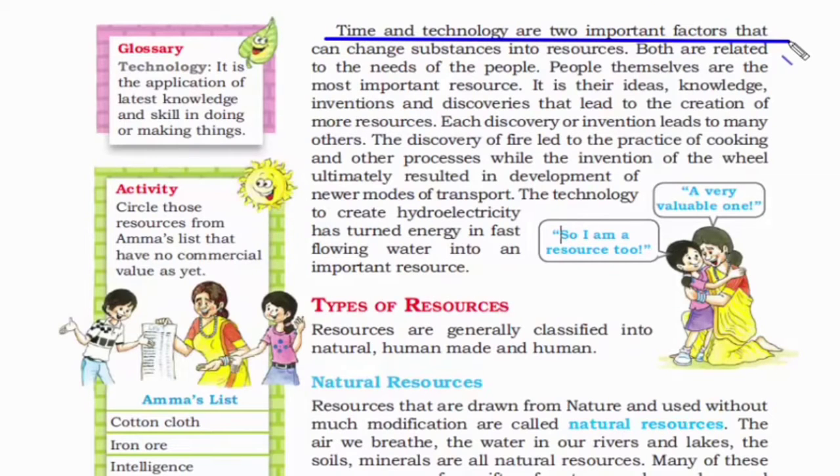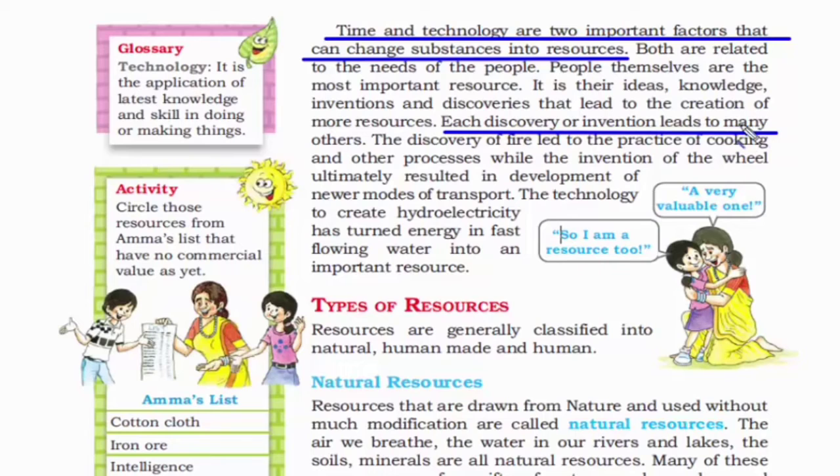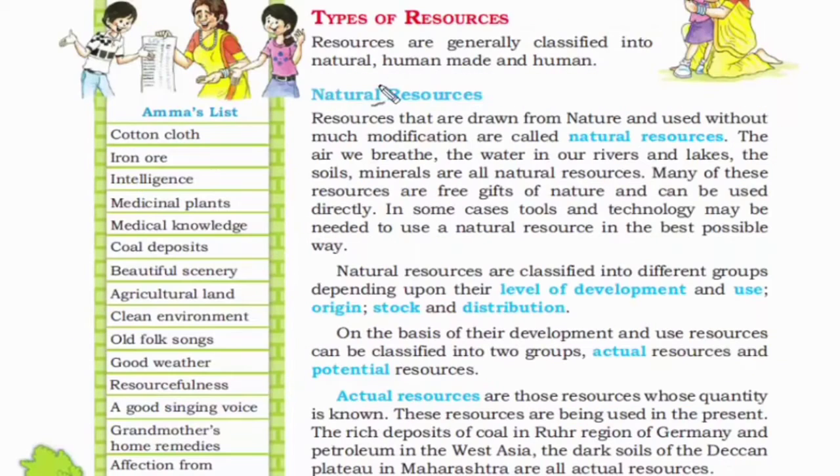Time and technology are two important factors that can change substances into resources. To see any kind of change, you need time, and technology is nothing but the way which helps you get that change, for example machinery, computers, gadgets, etc. Most of the things around us were discovered or invented many years back, and over the years we have studied the same discovery and invention and modernized it. For example, hydroelectricity is a technology which turns the flow of water into electrical energy. So it is an important resource. Resources are generally divided into natural, human-made and human.